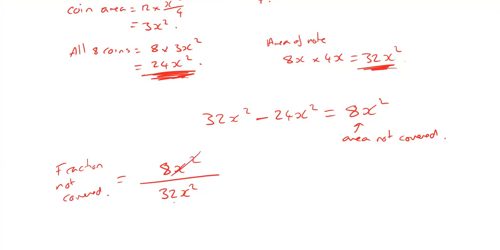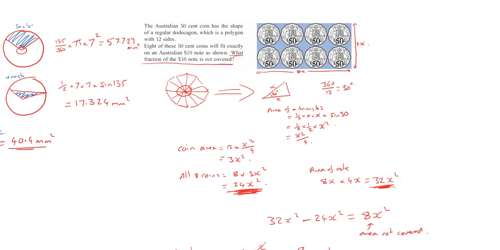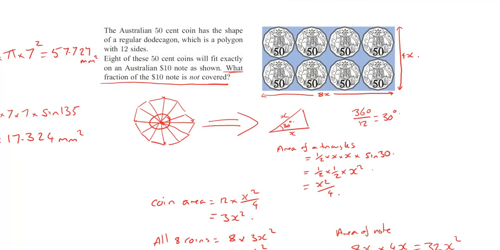Well, x squared and x squared can cancel out, so we're left with 8 over 32. And of course, 8 over 32 simplifies down to a quarter. So we can say that a quarter of the note is not covered. Okay, if you followed that, well done. Those are some very challenging questions on the area of a triangle.